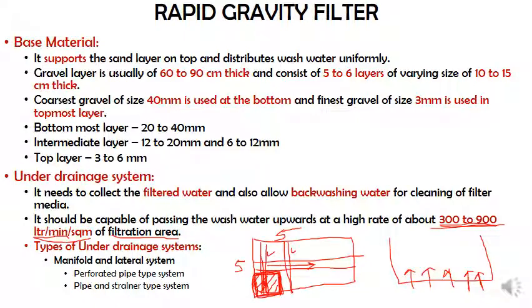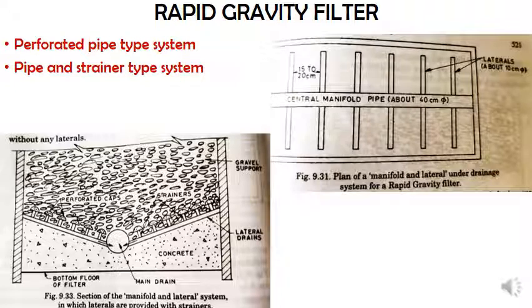Now, the types of under drainage systems. Basically we have the manifold and lateral system, only one system, but the same system can be subdivided into the perforated pipe type, and one more, the pipe and strainer type. We are going to study that in the next slide. So this first one is nothing but your manifold and lateral, and this is the perforated pipe type.